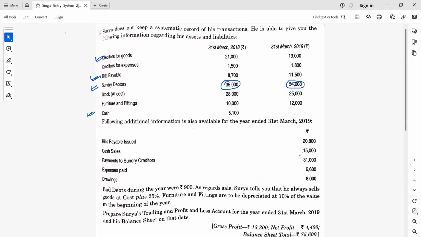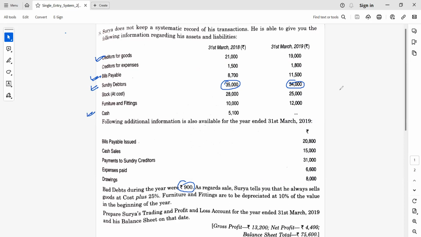Payment to sundry creditors, this is different, expenses paid, drawing. Bad debts is given here. And as regards sales, Suvia tells you that he always sells goods at cost plus 25%. So after finding out sales, you can easily find out the purchase because cost is given here. You can calculate the purchase by this information.